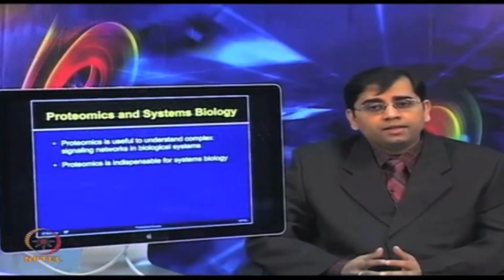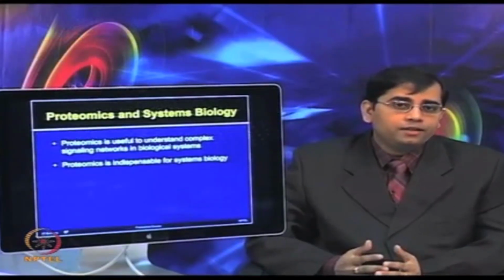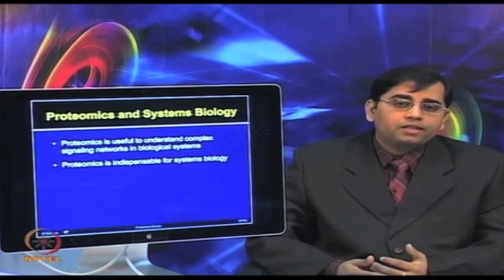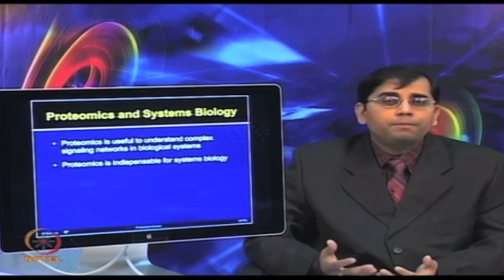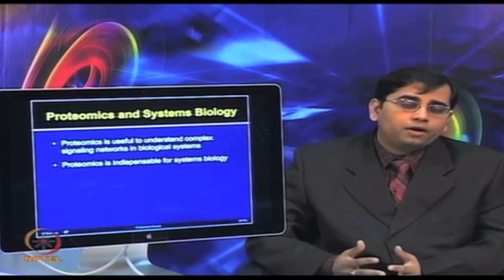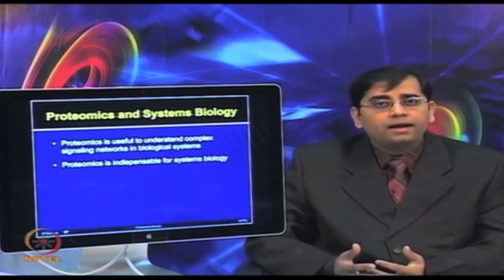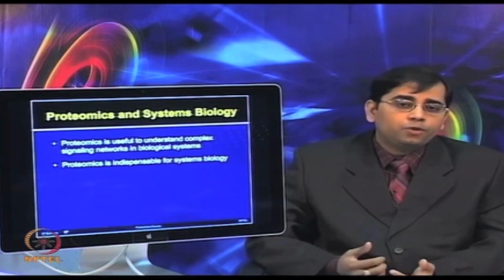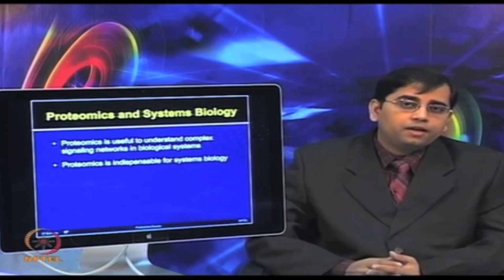The system investigation is required to study the complex dynamic structure and interaction within the biological systems, whether it is at cellular level or at the organism level, and ultimately it is responsible for their function and behavior.